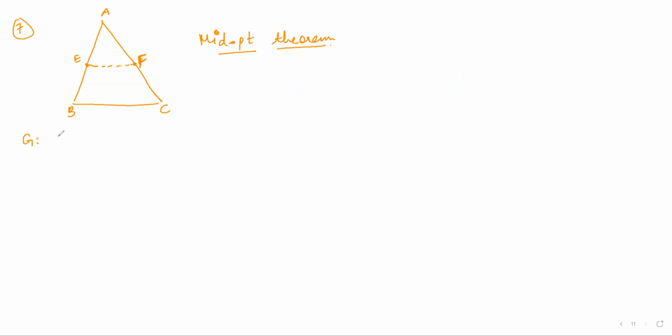Okay. So it is given that E is the midpoint of AB, right? And also it is given that the line EF is parallel to BC. Clear? Yeah. Okay. What you have to prove? You have to prove that F is the midpoint of AC. Clear? Yeah. Okay.